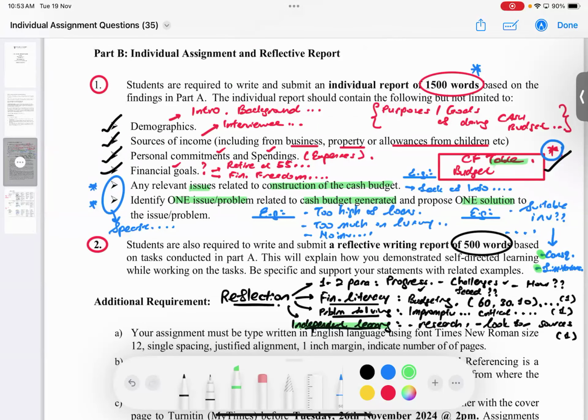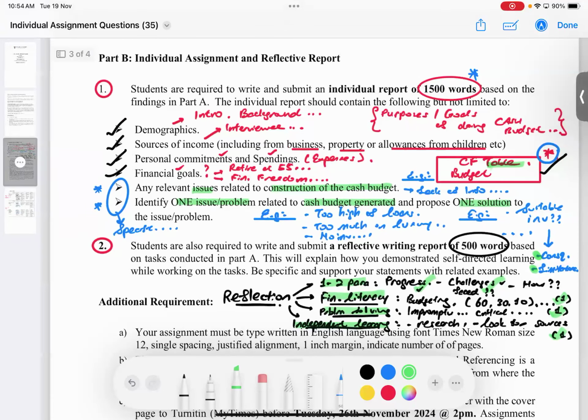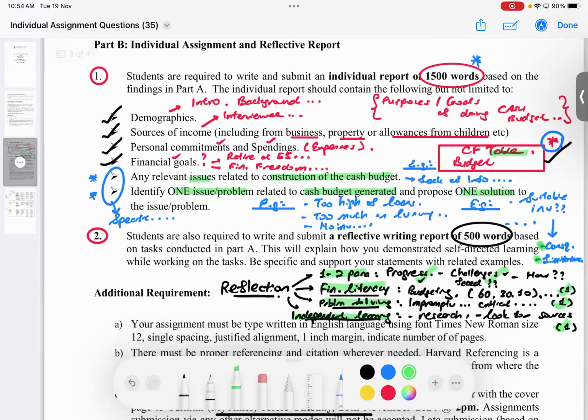So your reflection, make sure it is 500 words. Write concisely. At least I see how you do your work and how you solve the challenges. At least a few things that you learn, and one of them must be independent learning. So this draft is already provided for you.